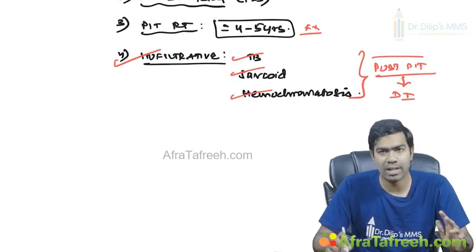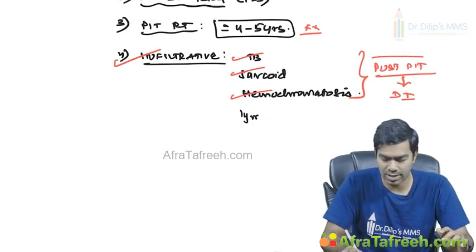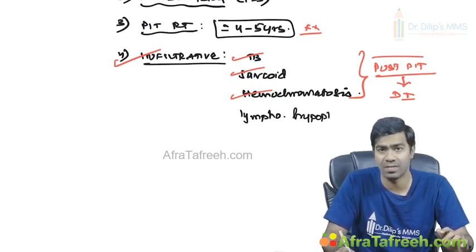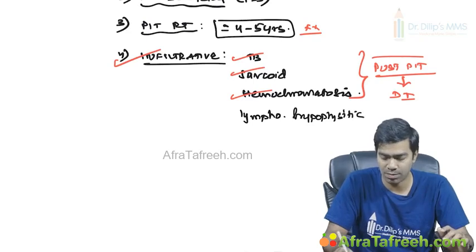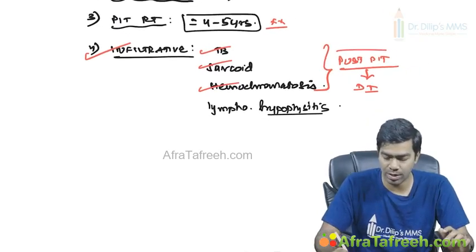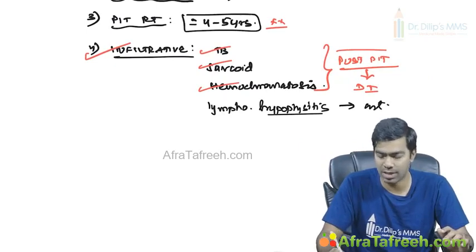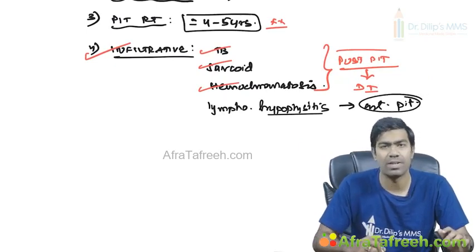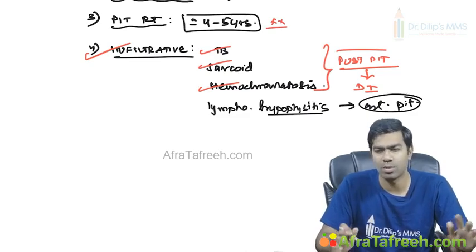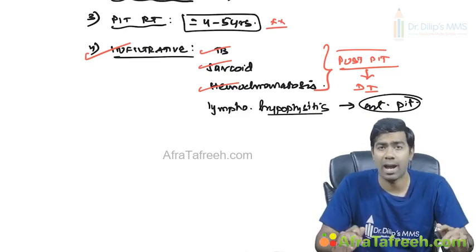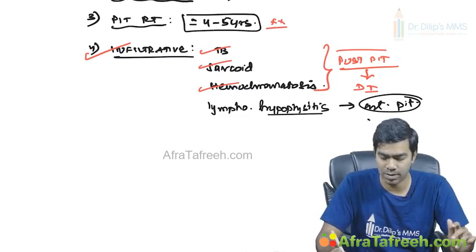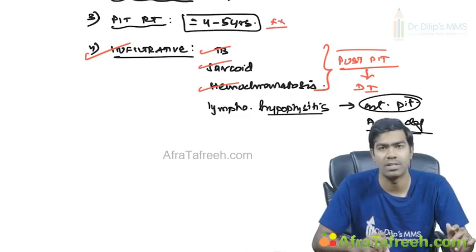Clear? But there is another infiltrative lesion called lymphocytic hypophysitis. I think I mentioned it in the last video itself. Lymphocytic hypophysitis is going to present with problems of the anterior pituitary. That's a very important point. This is the only infiltrative lesion that usually presents with a problem of the anterior pituitary, the adenohypophysis, where you are going to have ACTH deficiency very commonly with this disorder.